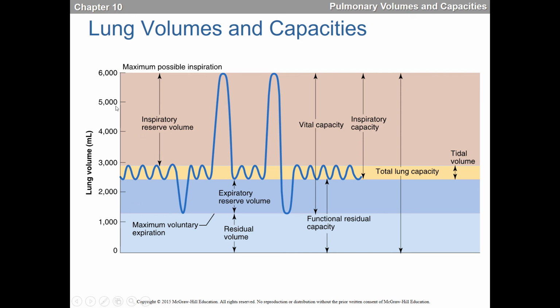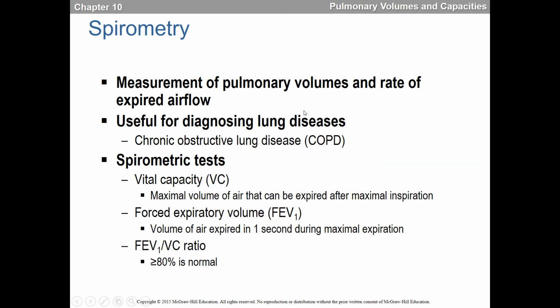And this is an individual with 6 liters of total lung capacity, which is quite a bit. And a vital capacity of around 5 liters, which is being shown right there. That's actually pretty cool and interesting, I think.